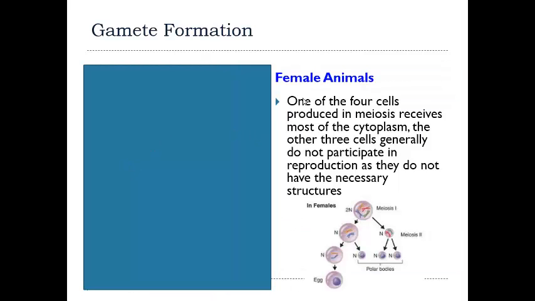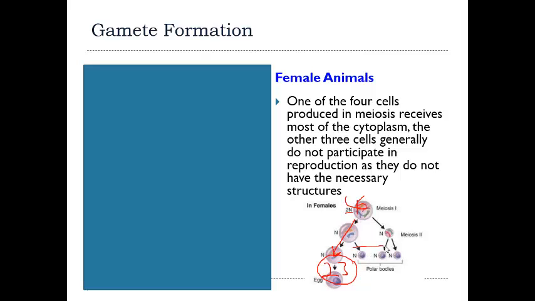So female animals, on the other hand, one of the 4 cells produced in meiosis receives most of the cytoplasm, and the other 3 cells generally do not participate in reproduction, as they do not have the necessary structures. So it's a little different. Oogenesis, or meiosis in females, the egg-producing process, is the same idea. We start with that 46 in the diploid cell, and we go down and we end up with the 23 in one egg cell. We might say, aren't there supposed to be 4 products of meiosis?